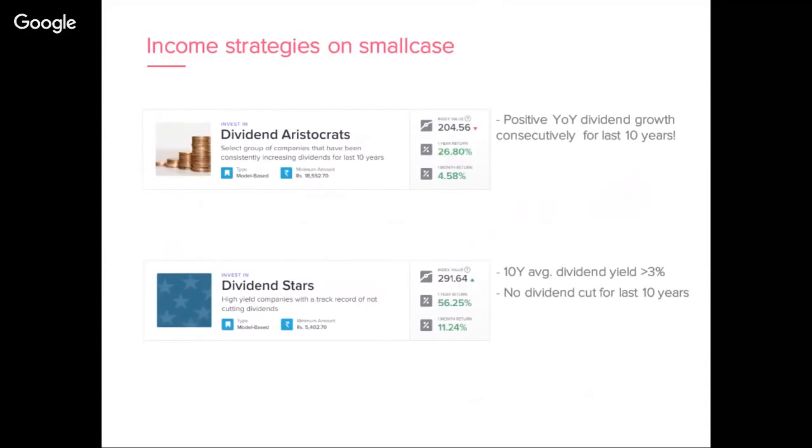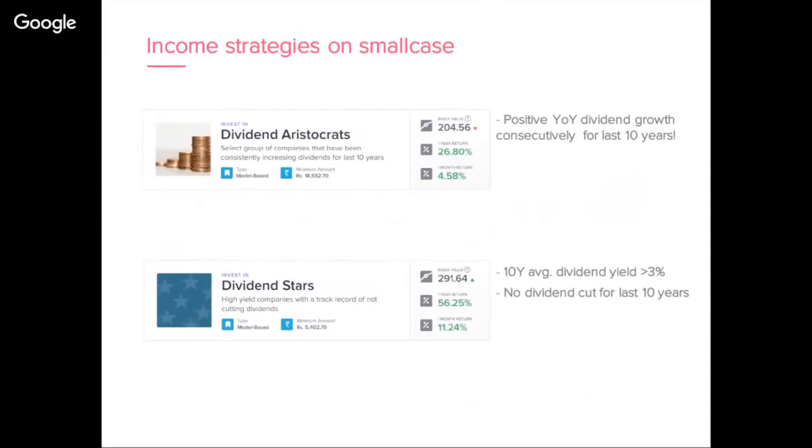The second smallcase that we have included here is the dividend star. Now, this smallcase is basically built by using two different criteria. The first criteria is that the 10-year average dividend yield maintained by all the stocks in the smallcase is greater than 3%. And simultaneously, all the companies included in the smallcase have not cut their dividends for the last 10 years. It might have happened that there were a few years when they didn't increase the dividend payout, but there was not a single year when they have actually announced a dividend cut in their dividend payouts.